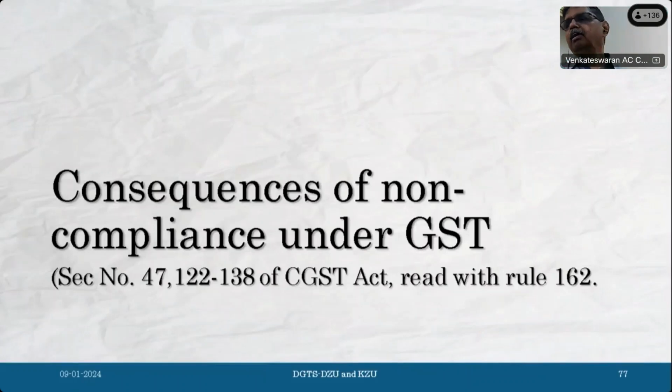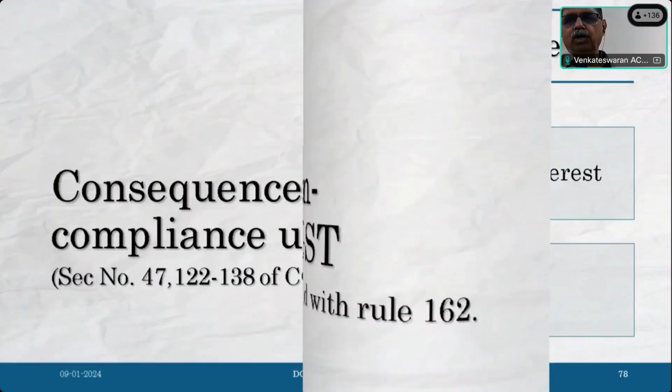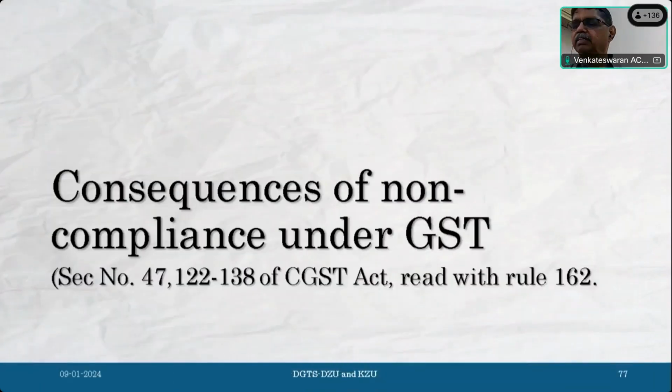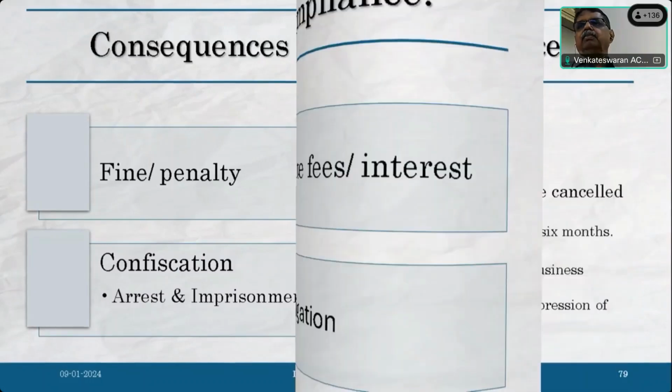Then finally, the consequences of non-filing and non-compliance. So definitely section 47, then 122, 138 and read with rule 162. So what are the possible consequences? Fine and penalty, late fees and interest, then confiscation, arrest and imprisonment, and unwanted litigation. These are the consequences of non-compliance with the legal provisions required under GST.